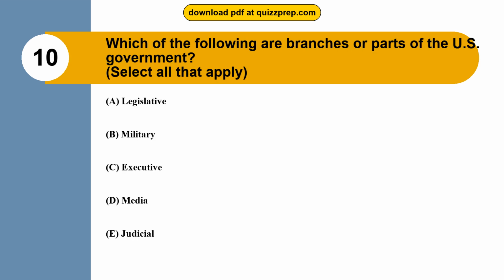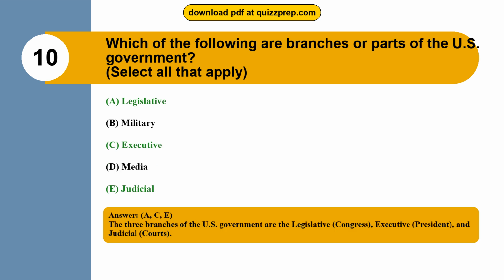Question 10. Which of the following are branches or parts of the U.S. government? Option A. Legislative. Option B. Military. Option C. Executive. Option D. Media. Option E. Judicial. The correct answers are options A, C, and E. Legislative, executive, judicial. The 3 branches of the U.S. government are the legislative (Congress), executive (President), and judicial (courts).